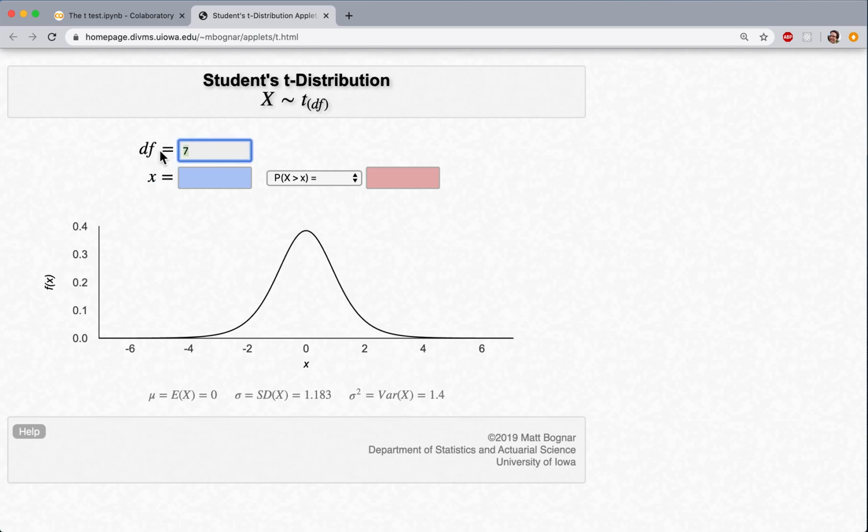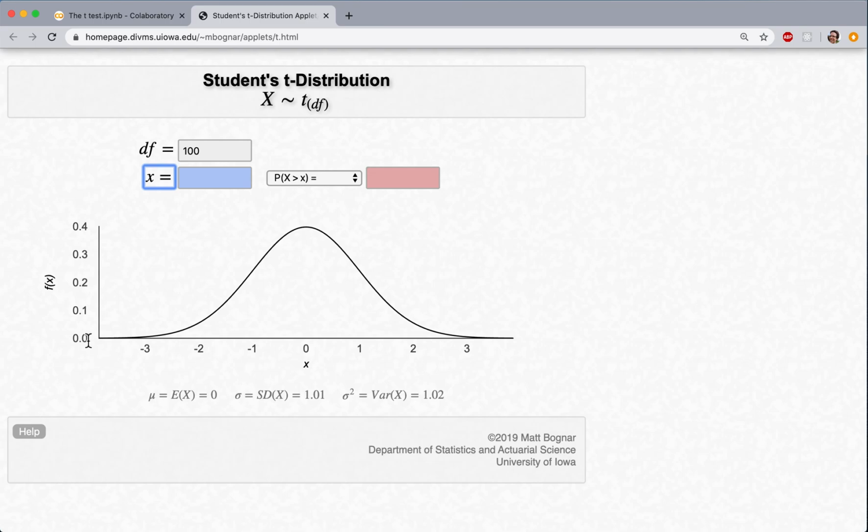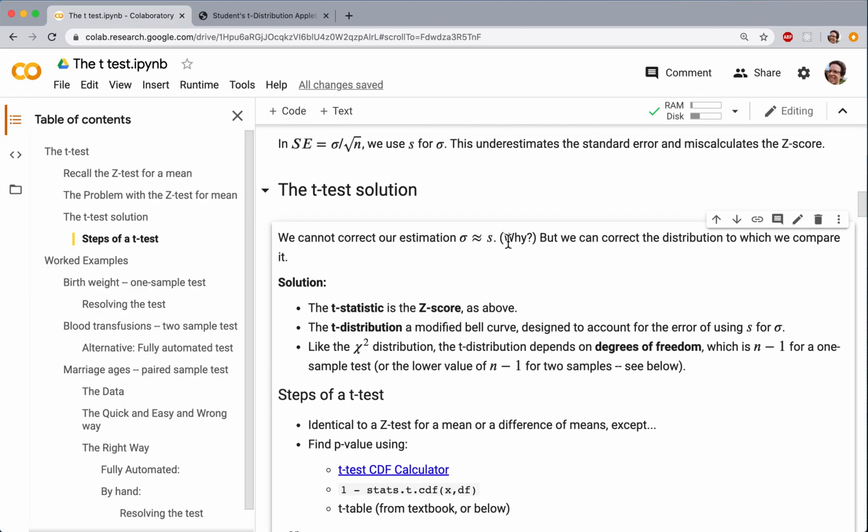And in fact, if the degrees of freedom are rather high, this is almost exactly a bell curve. So no worries. But it's a slightly modified version of the bell curve, and it's modified to correct for the error of replacing sigma with S in this calculation of the standard error.